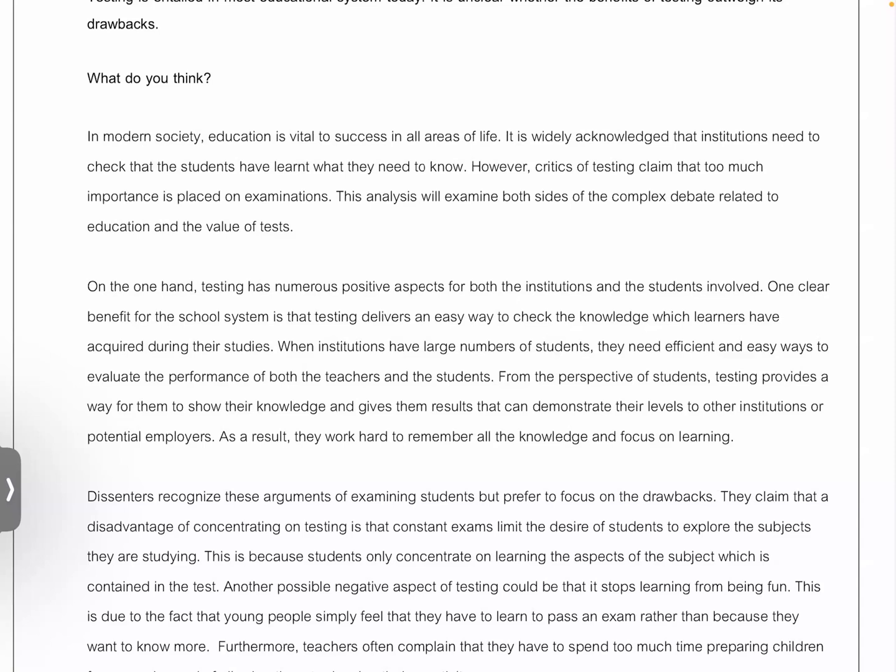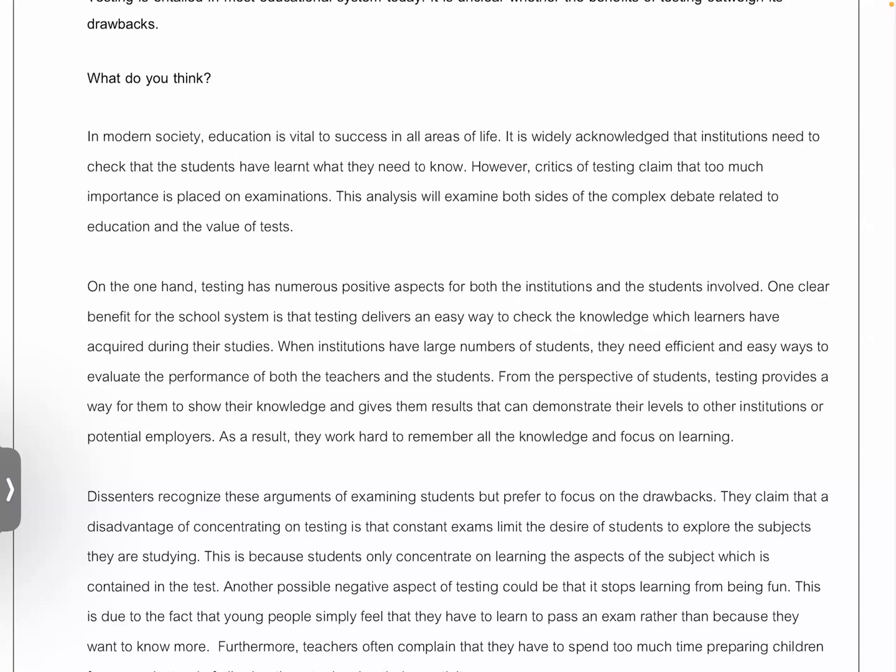This is because students only concentrate on learning the aspects of the subject which are contained in the test, because they only focus on how to do well on exams, right? They don't need to understand the subject materials. They just need to know all the tips and tricks, all the keywords and everything to do well on the test. So the focus is actually on the test, not on the knowledge itself.